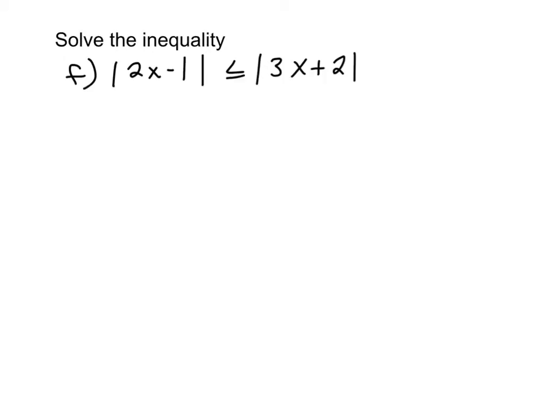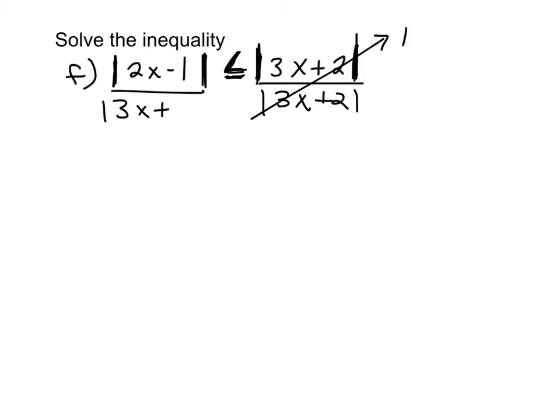Alright, last example. So this one is a little trickier in that we have two absolute values here. And we need to always start solving inequalities with absolute values by getting the absolute value by itself. Okay, so the way I'm going to do that is I'm going to divide both sides by the absolute value of 3x plus 2. Okay, so that will make this equal to 1. If I do it to one side, I must do it to the other.